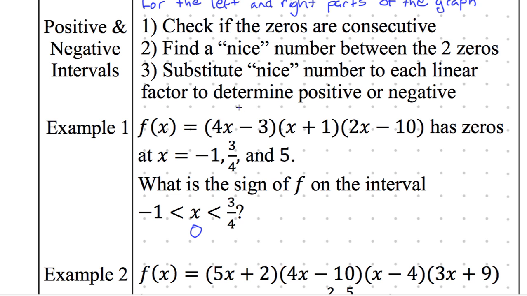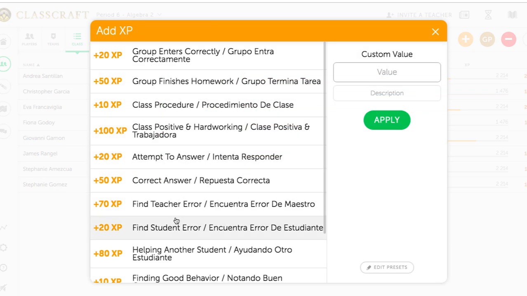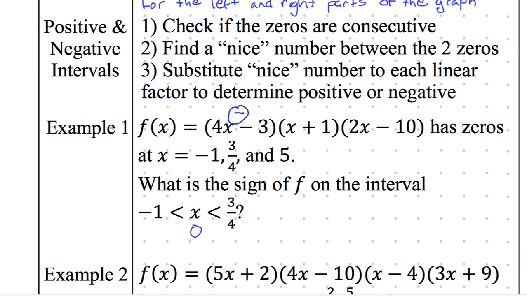Why is it positive, Eva? When I sub in 0 for x... So it's not positive, it is negative. I don't know what I'm talking about. That's a teacher error. It is negative. That is correct and a teacher error. Double XP, basically. And log it in your extra credit tracker, if you have it. This is negative because this whole term will be 0. 0 minus 3 is a negative.